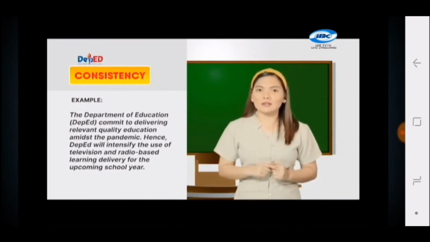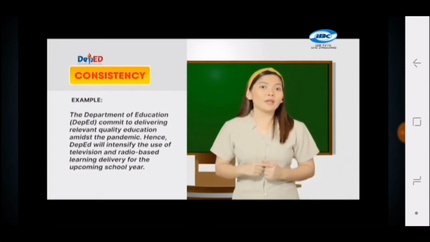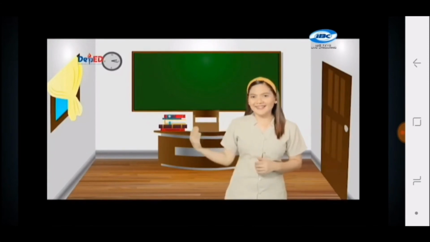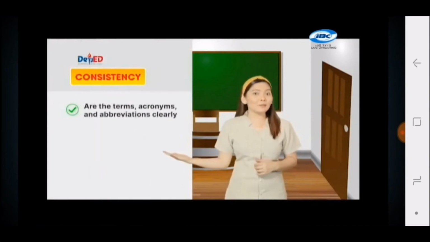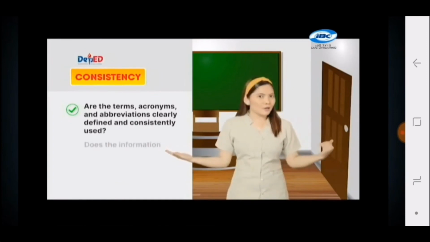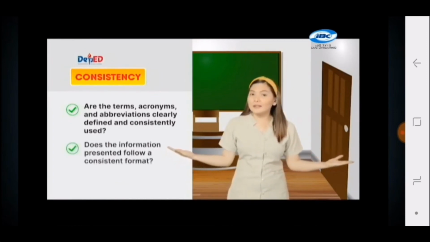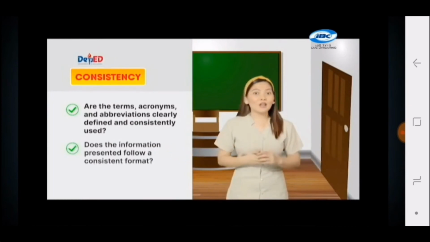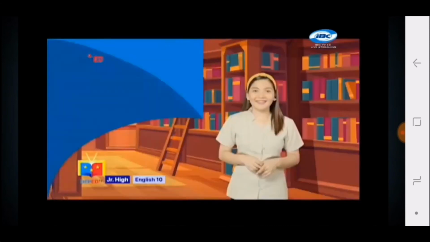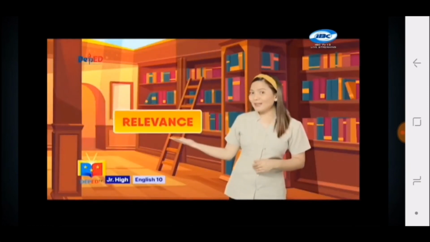Same with abbreviations. Always follow the procedures of abbreviation used in your field. To ensure consistency in the information, check if the following questions were answered. Are the terms, acronyms, and abbreviations clearly defined and consistently used? Does the information presented follow a consistent format? If the answers are both yeses, then congratulations! The information you have is a good one. Next, we have relevant.